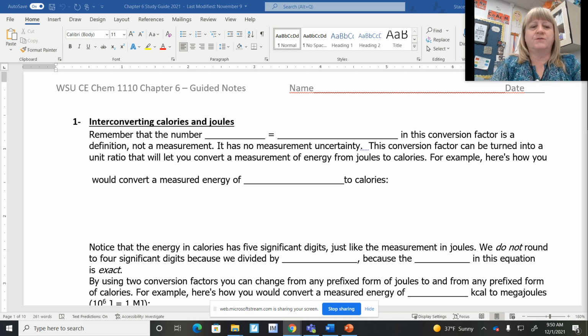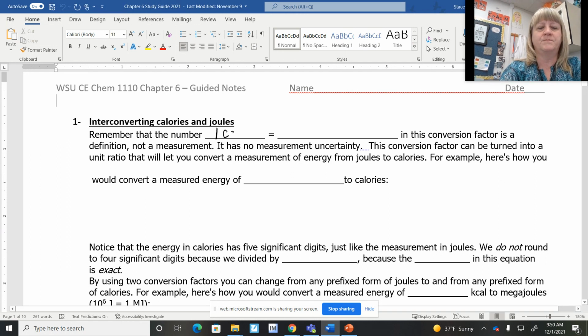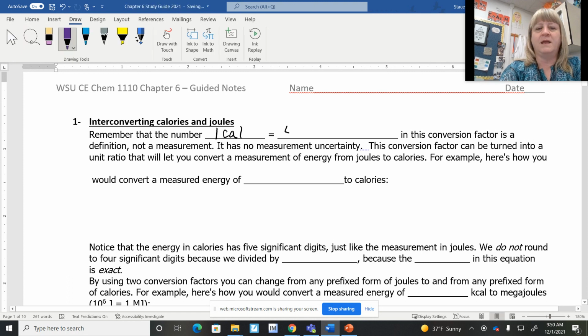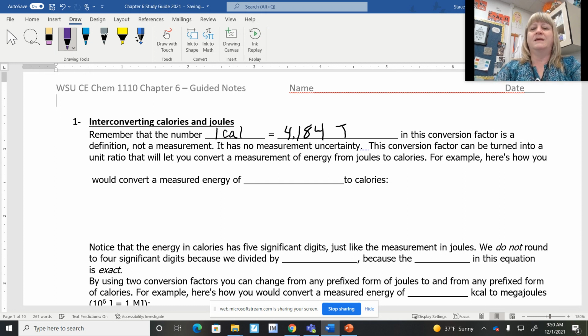Okay, so we're starting with the first one, which is interconverting calories and joules. Remember that 1 calorie is equal to 4.184 joules exactly. This is a conversion factor. There's no measure of uncertainty, so you don't worry about significant figures with it. It's just an exact number. For example, here's how you would convert energy from joules to calories.